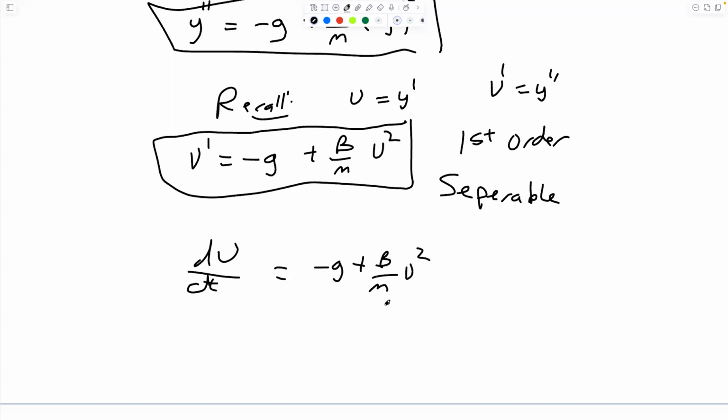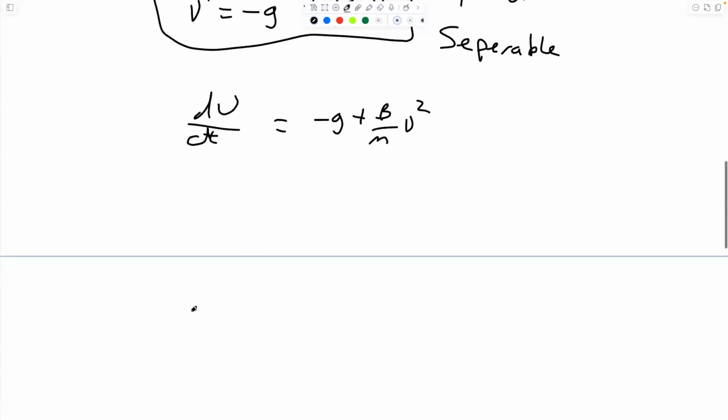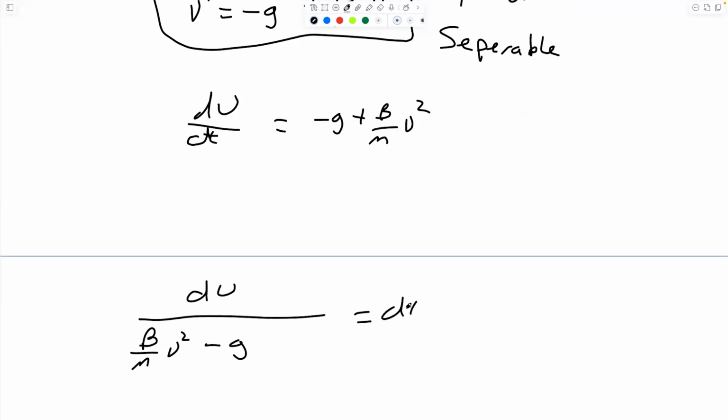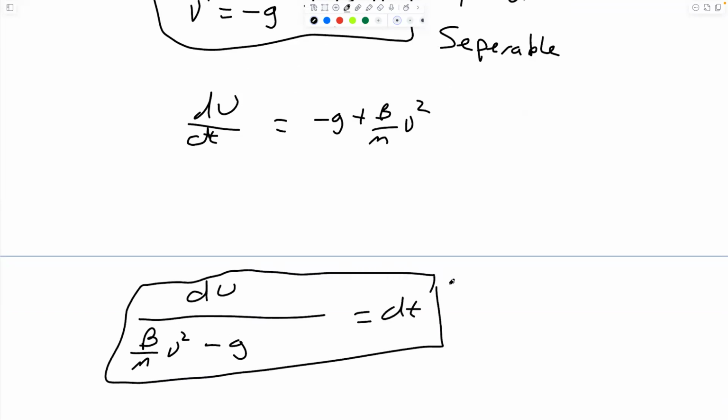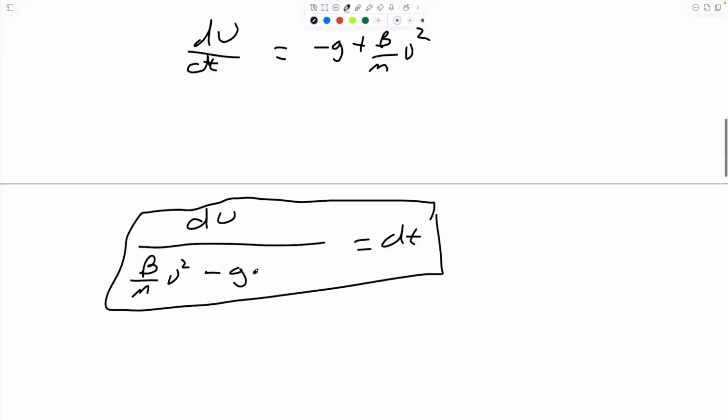I want all my V's on the left, all my T's on the right. I could rewrite that as dV over, and I'm going to swap the order here just to put that V squared in front, equals dt. So now we've separated the variables, and we just want to integrate both sides. So now integrate.